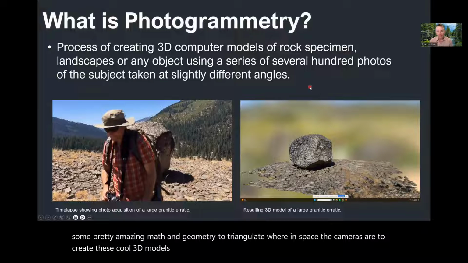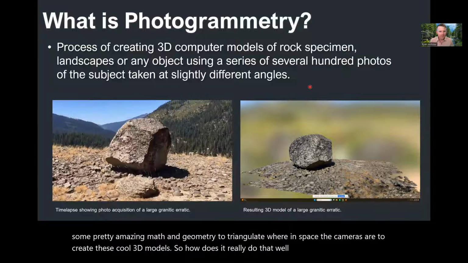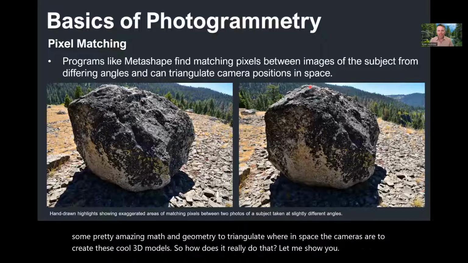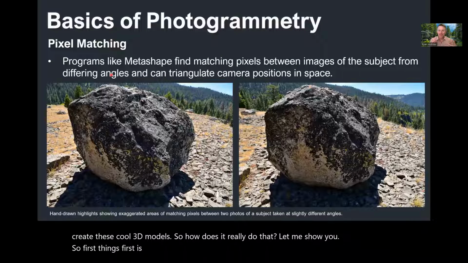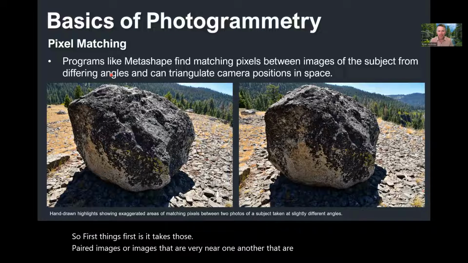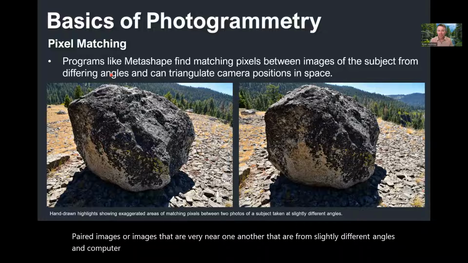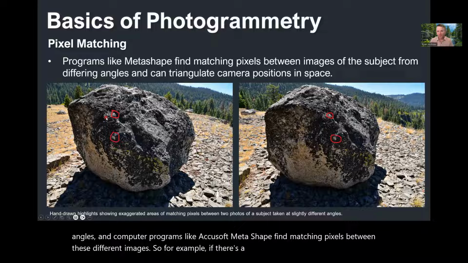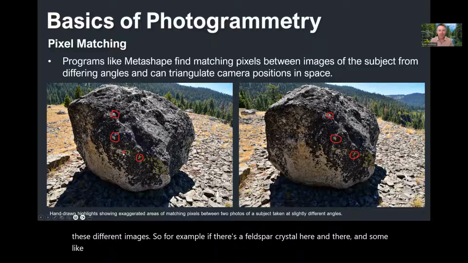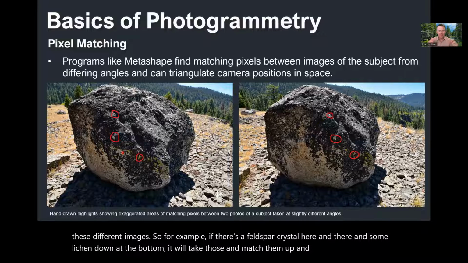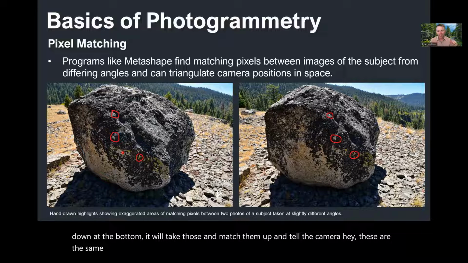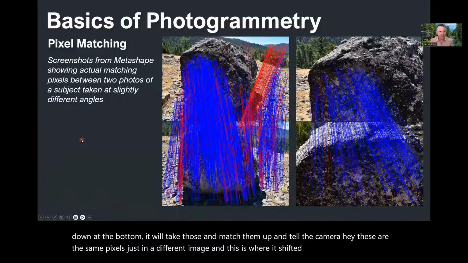So how does it really do that? Well, let me show you. First things first, it takes those paired images, or images that are very near one another from slightly different angles, and computer programs like Agisoft Metashape find matching pixels between these different images. So for example, if there's a feldspar crystal here and there and some lichen down at the bottom, it will take those and match them up and tell the camera, hey, these are the same pixels, just in a different image, and this is where it's shifted in space.